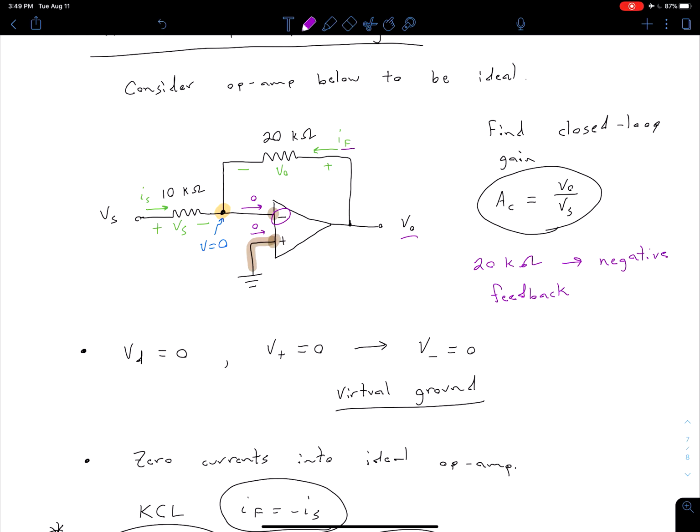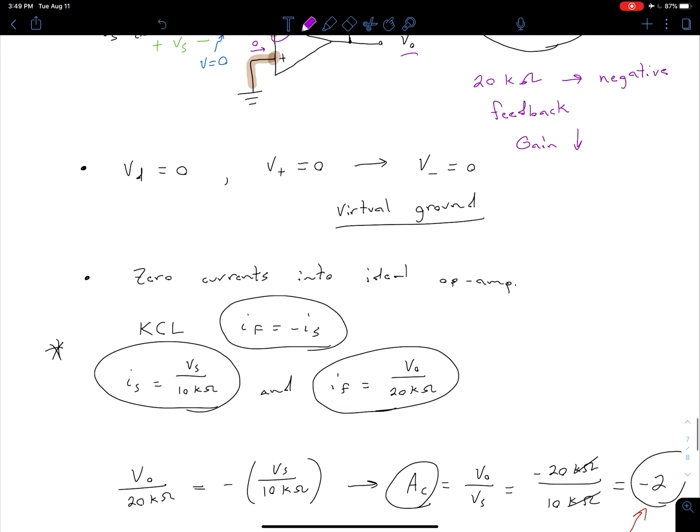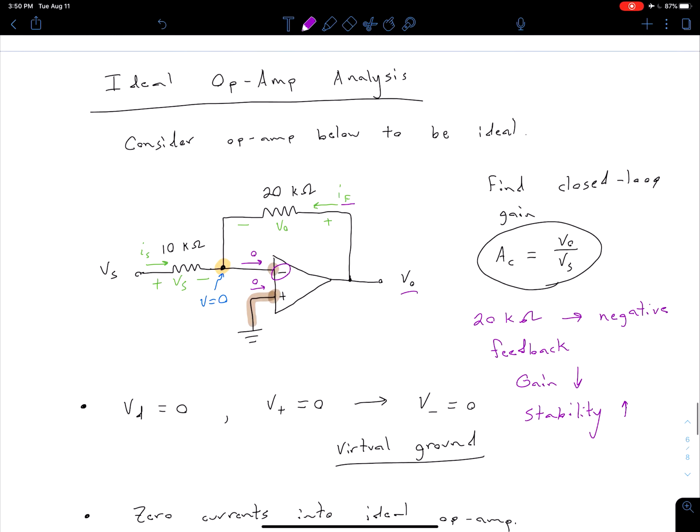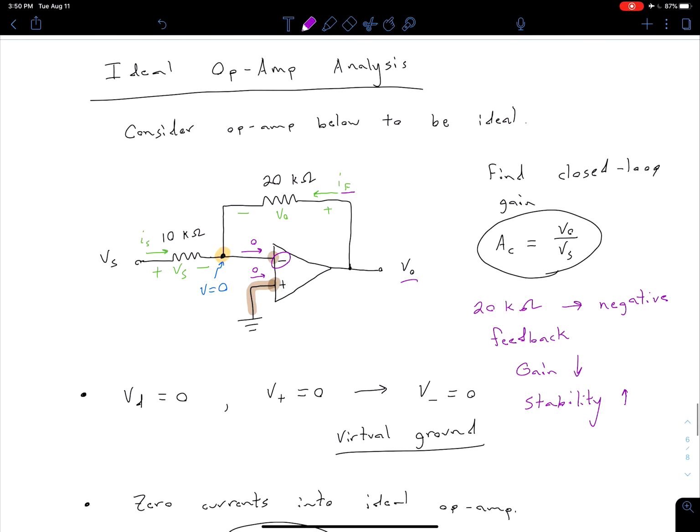So typically when we have negative feedback, our gain is going to get a lot smaller, because remember, if we didn't have these resistors, ideally our gain is infinite. But now we see that our closed loop gain is negative 2. But the advantage of doing that is that our stability, in most cases, is going to be greatly increased. We're going to touch on that more in a couple classes later on, but I just wanted to make sure you're aware of that. Okay, so that's all for our first example with our ideal op-amps.